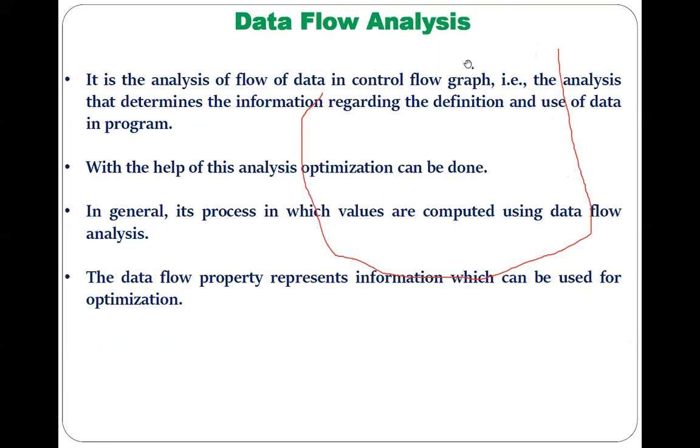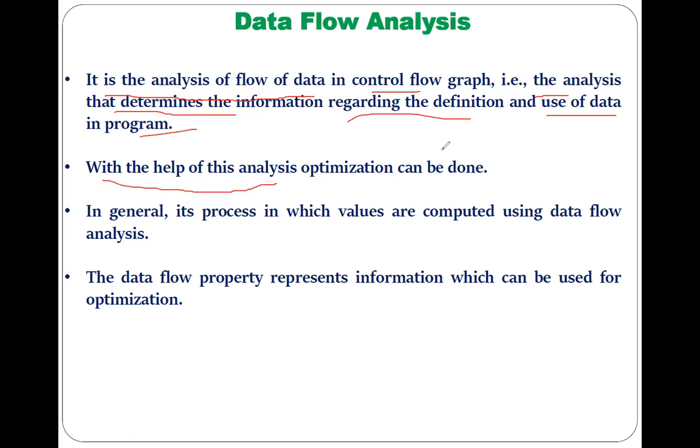The same thing is mentioned here: it is the analysis of flow of data in the control flow graph, the analysis that determines information regarding the definition and use of data in the program. With the help of this analysis, optimization can be done. Knowing how the data flows from one basic block to another, where the data is defined and where it is referred, global optimization can be done easily.